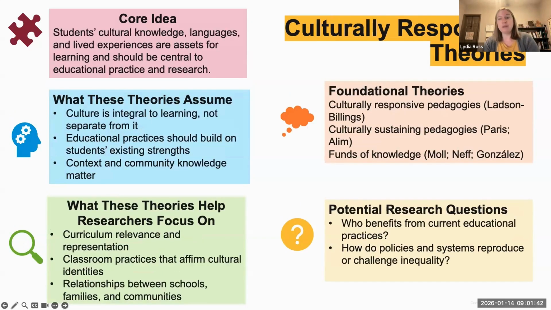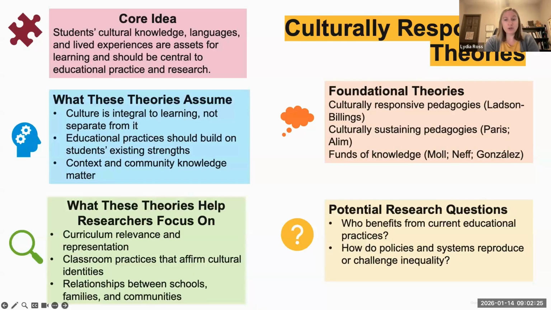Culturally responsive theories begin from the premise that students' cultural knowledge, language, and lived experience are assets for learning and not obstacles that need to be overcome. So these frameworks assume that culture is deeply integral to learning and not something that's separate from it. So learning is always happening within cultural and community contexts. And in this perspective, educational practices should build on students' existing strengths and knowledge and cultural backgrounds rather than requiring students to adapt to narrowly defined norms.